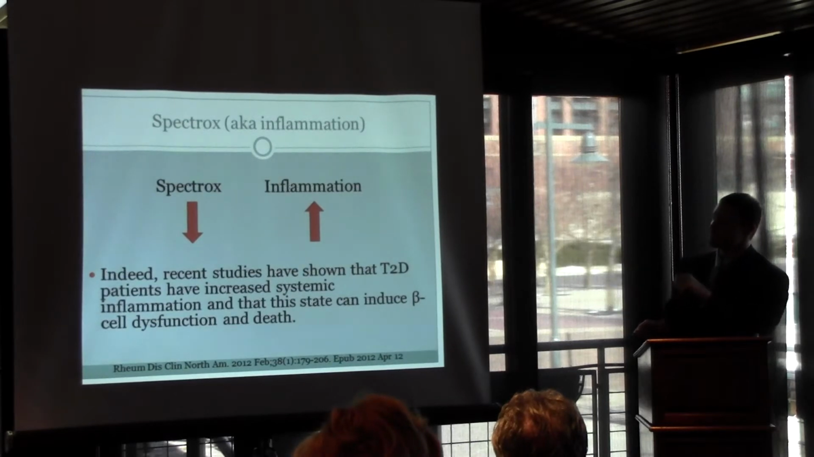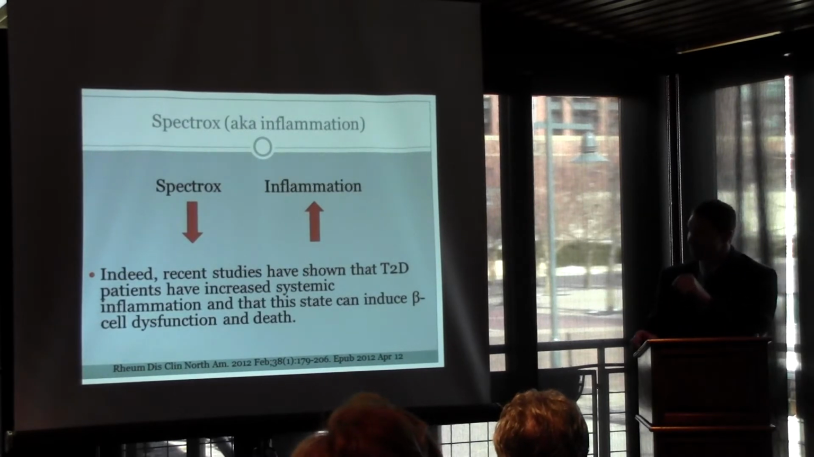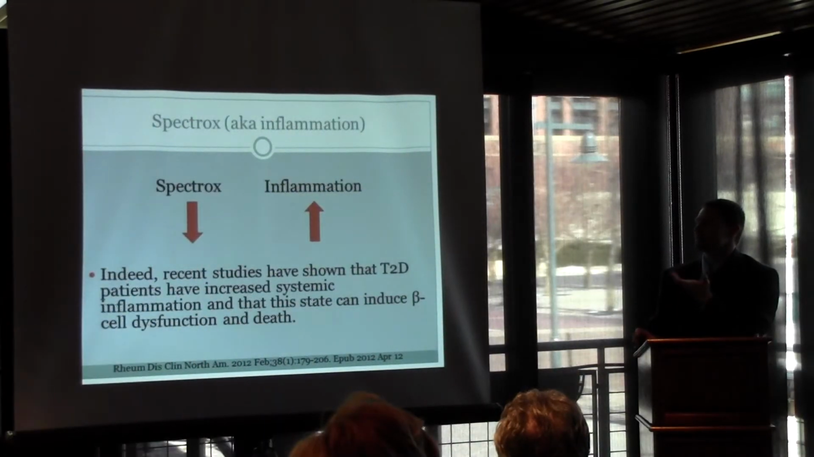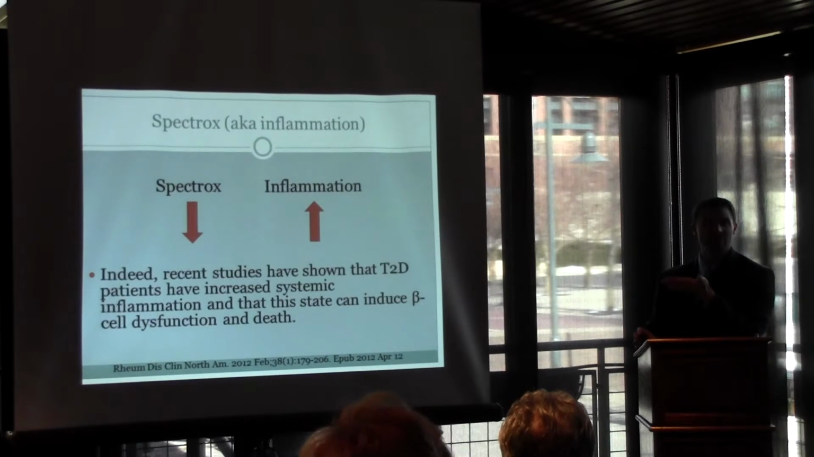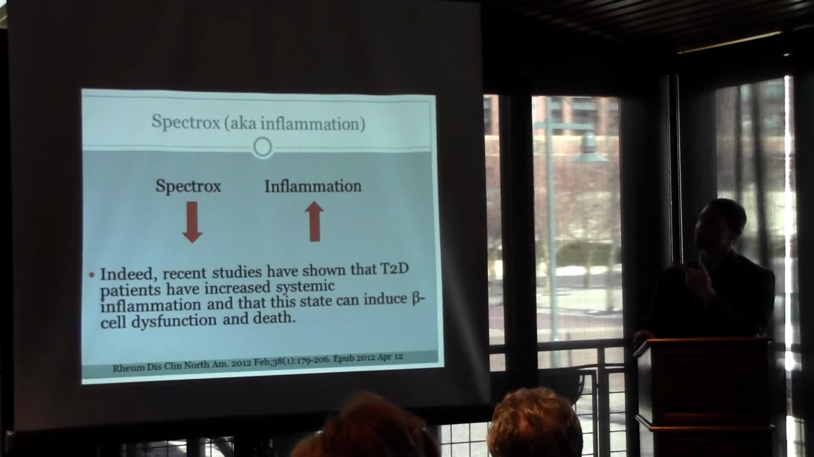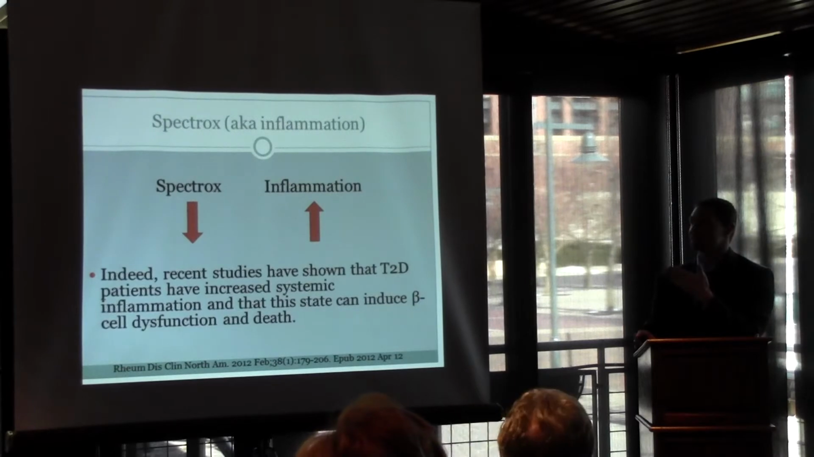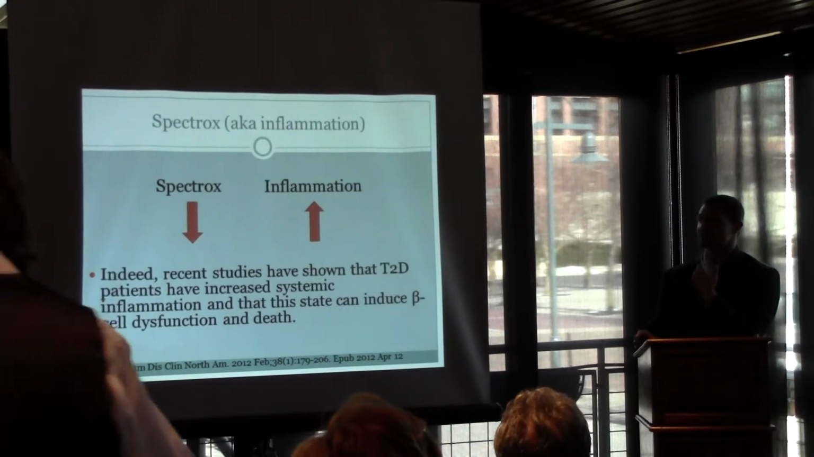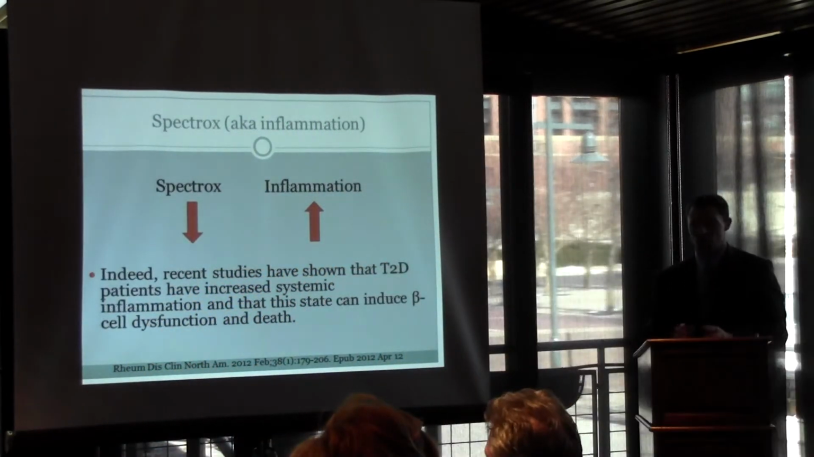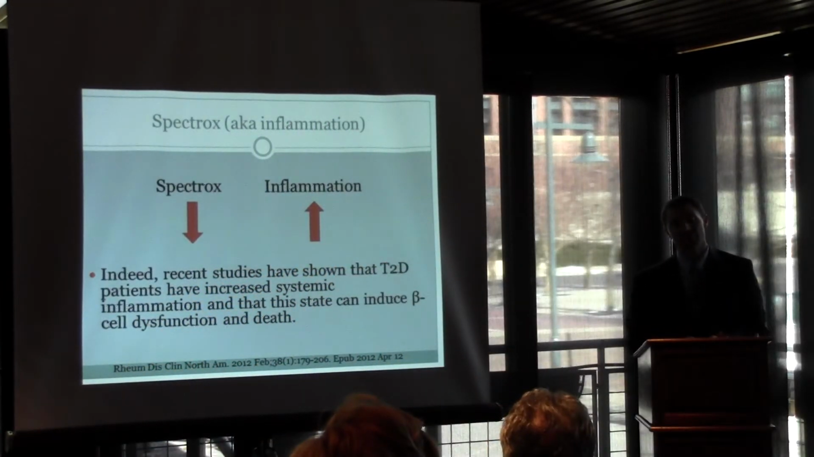And what you're looking at with this is that recent studies have shown that type 2 diabetic patients have increased systemic inflammation and can induce beta cell dysfunction and death. Well, how do you know, or how could you insinuate that a patient has progressed on the micronutrient test to that degree, or that they have the potential to progress to that degree? One of the things that you can look at is this total antioxidant function that they classify as Spectrox.